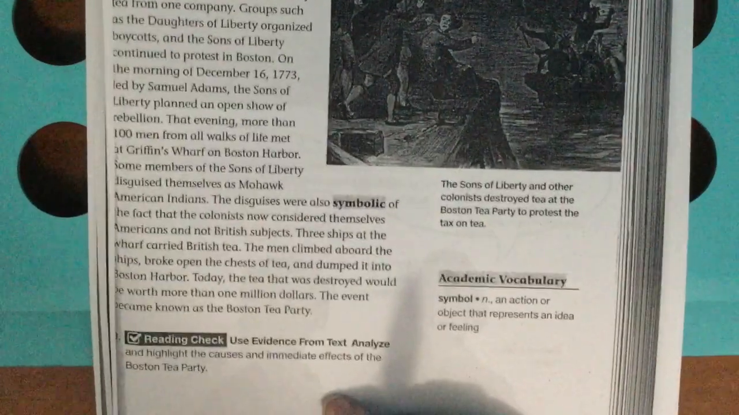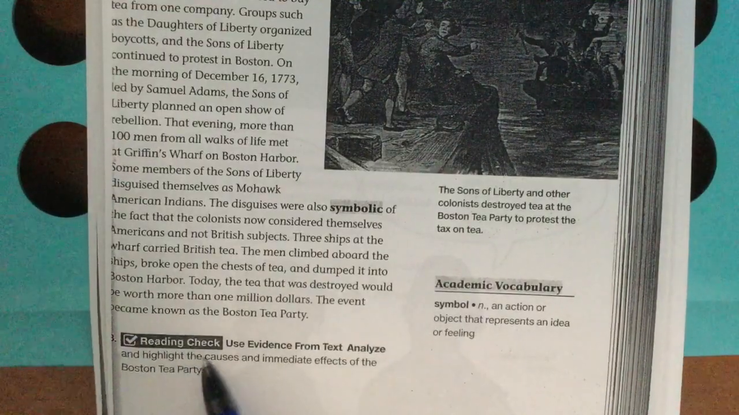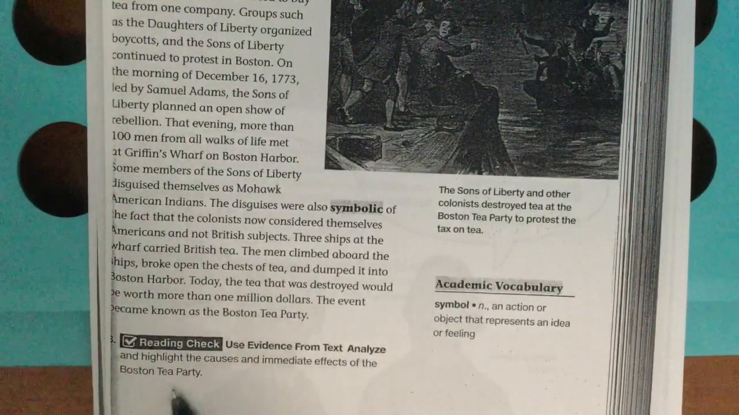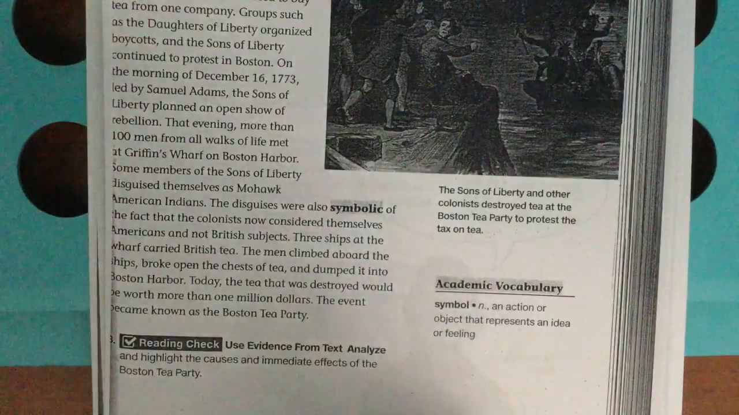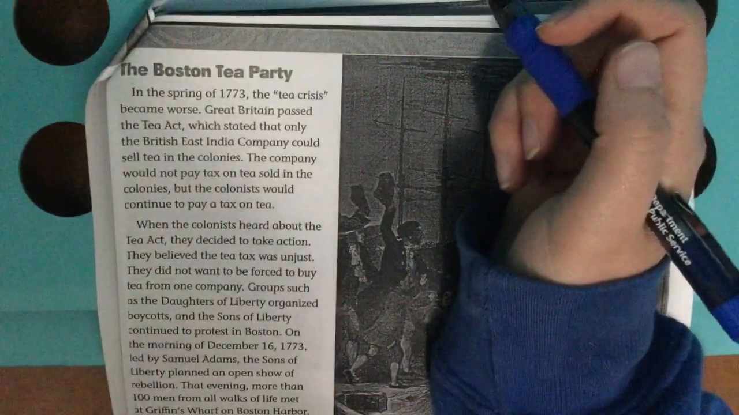So, our reading checkpoint at the bottom says, use evidence from text, analyze and highlight the causes and immediate effects of the Boston Tea Party. There's a lot of things going on here. Okay, so we're going to start way back up in paragraph 1. Okay, what was one of the first causes of this? Well, Great Britain passed the Tea Act.